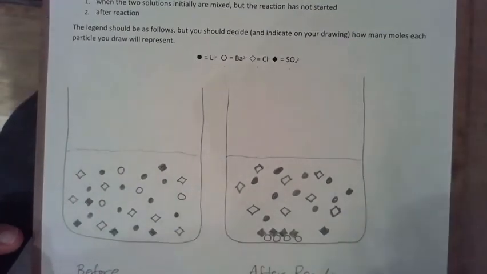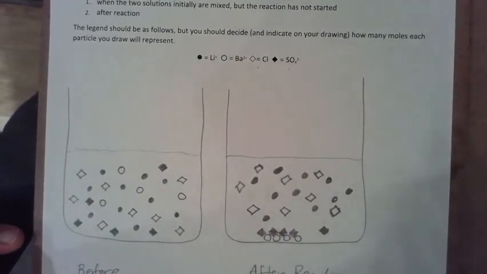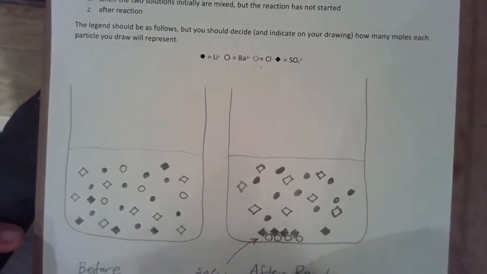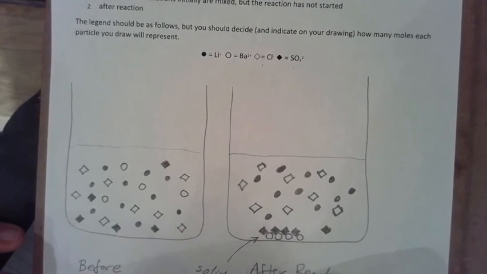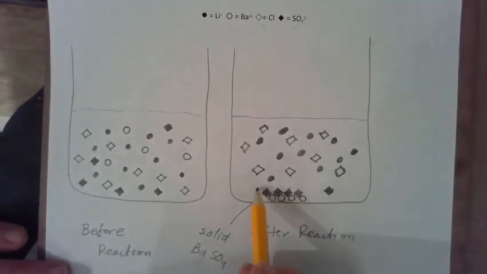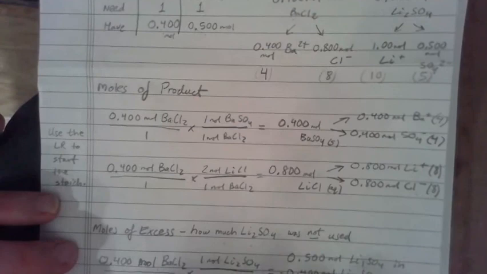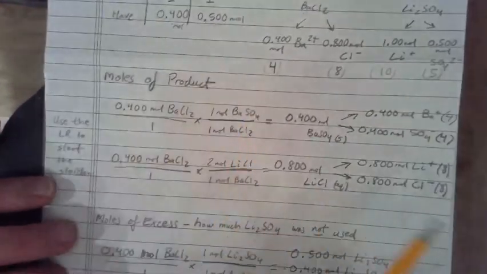We're not creating any new ions or removing any ions in this problem. We're just rearranging them, right? A lot of them are staying in solution, but there is a solid product that drops out. You might even want to label it solid BaSO4, okay, just to show that that is what you're talking about. These ions are not in solution. Your calculations are solid. They form the basis for your drawings.